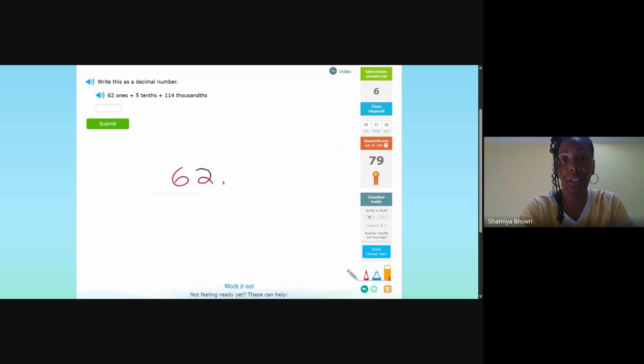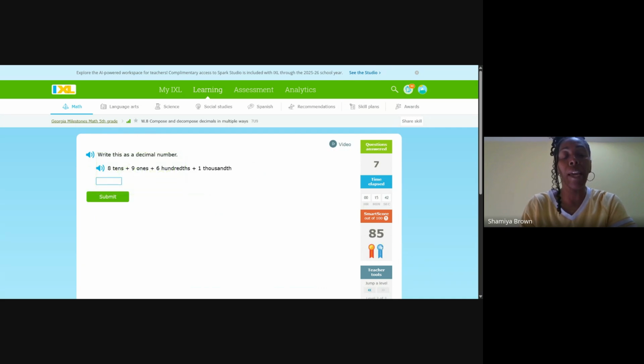So that 5 tenths is going to end up being 6 tenths. And then 14. So that's 614 thousandths. So that should be 62 and 614 thousandths. Adding a group of 10 to the 5, making it a 6. Then I still have my 14. So that should be it. Yep. And I'll do one more.